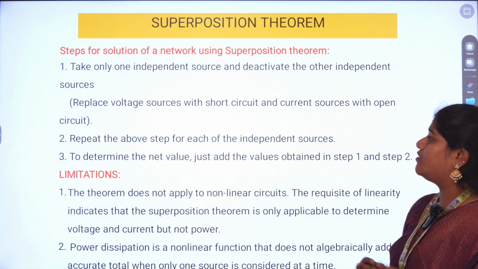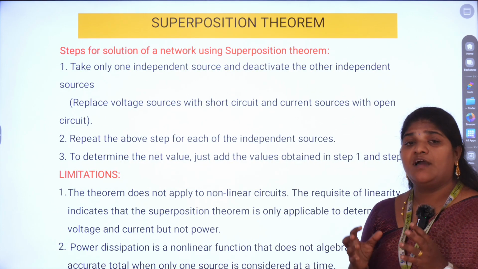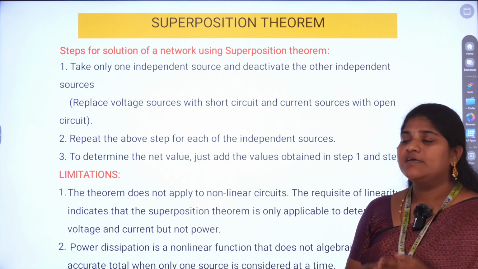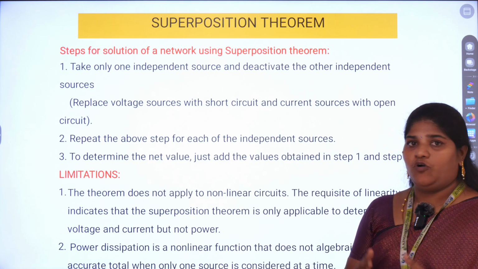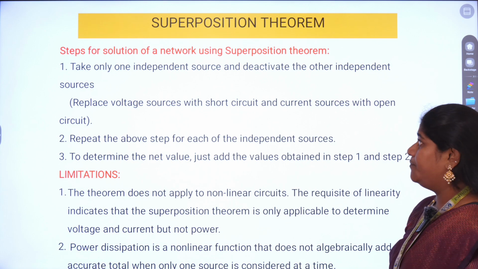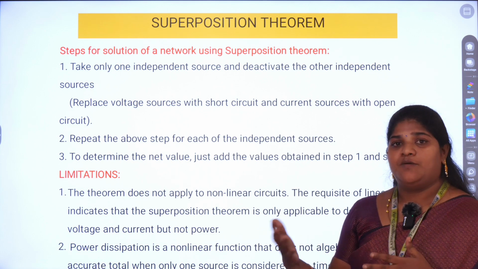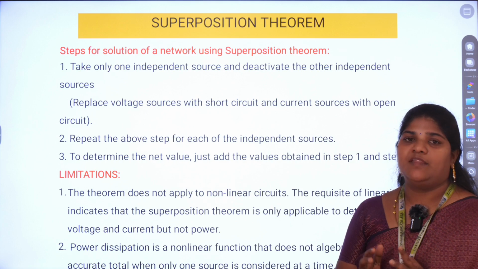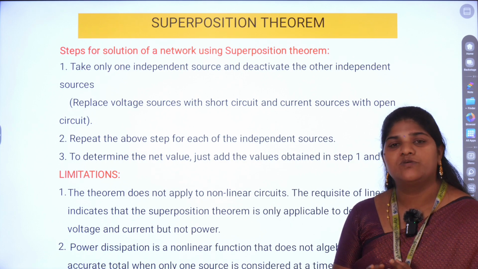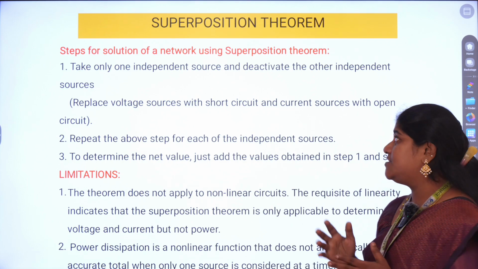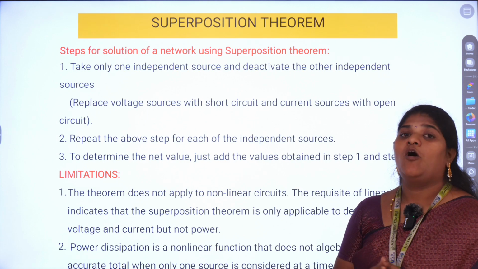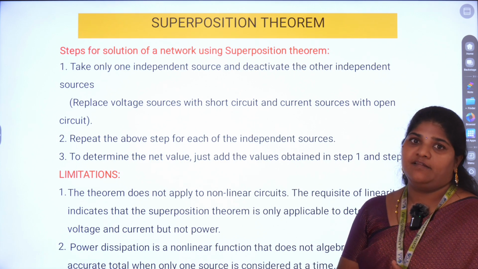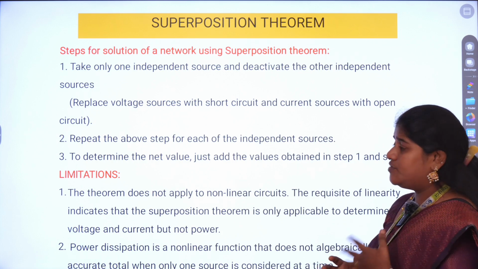Coming to the steps for the solution of a network. Whenever we apply the superposition theorem to a network, certain steps need to be followed. In step number 1, when we have multiple sources, at any point of time only one source alone is taken into account. That is, one source is made active, whereas the remaining sources have to be made non-operative, which means deactivated.